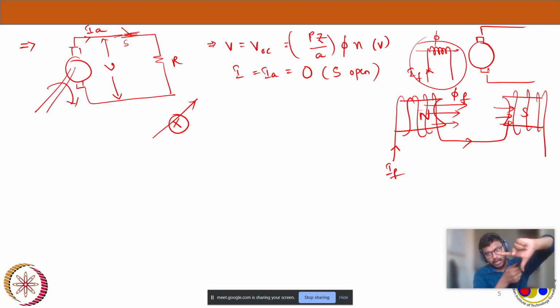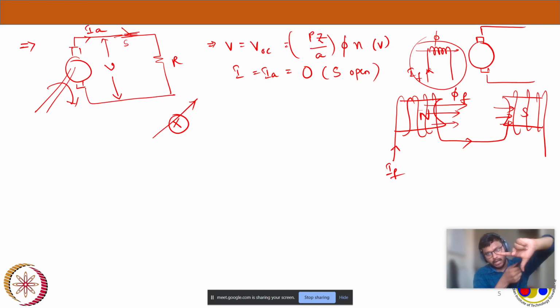The current will be IA by A here, because A is the number of parallel paths, multiplied by the length of the conductor. So that is the force experienced by each conductor. Now I will just substitute the B average we got in the last case. Okay, let's substitute that later.